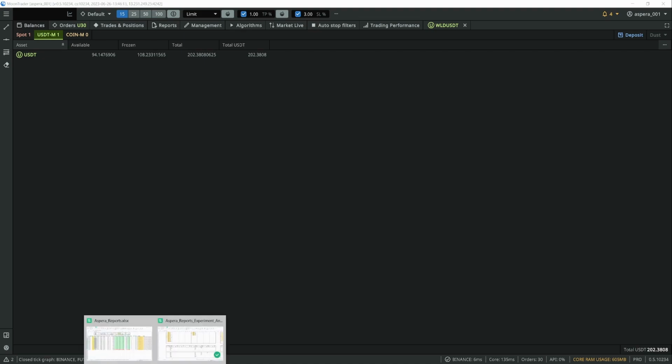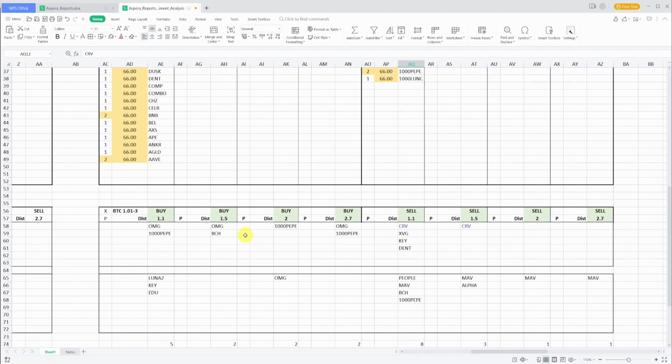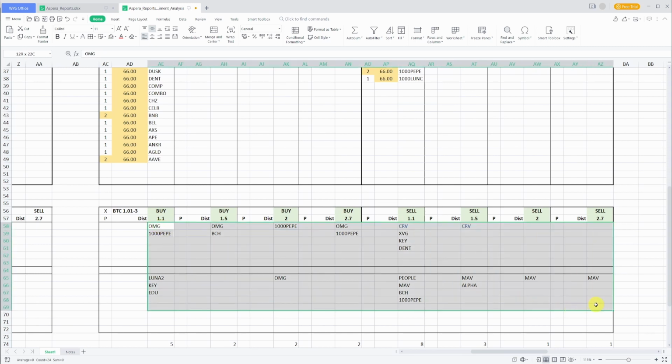If the volatility goes high, then let's see how many orders we should have. Select these. We'll have 24 orders. And depending on the leverage of each of these coins, I think it still should be enough.